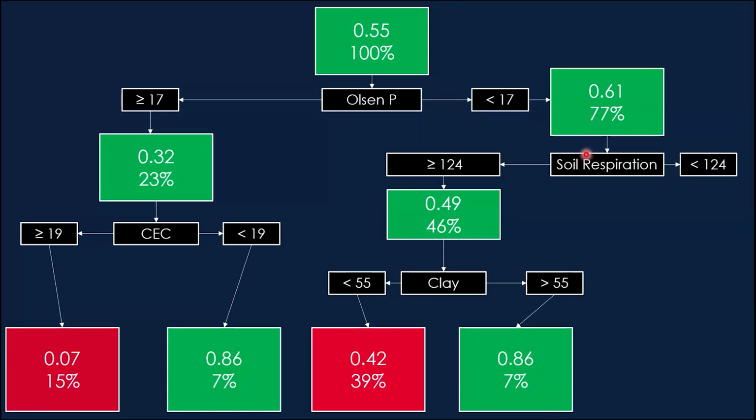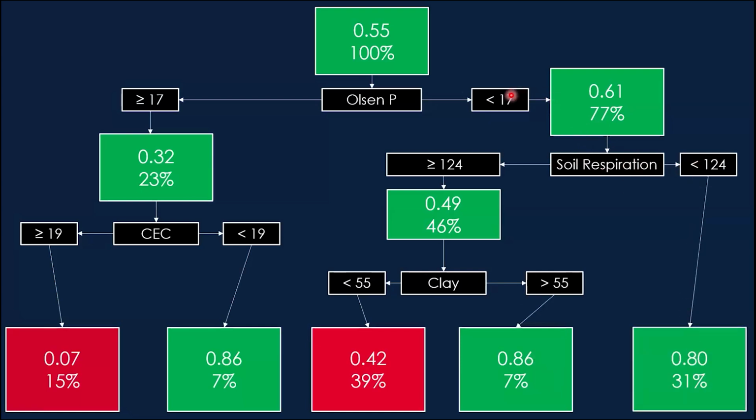The other aspect of following this is looking at soil respiration. When we're below 124 and you're below 17, there's an 80% chance instead of only a 61% chance. So we can see here, not only can we use Olsen P, but we can use our cation exchange capacity, we can use our clay content, we can use a biological soil test with soil respiration to help improve these recommendations.